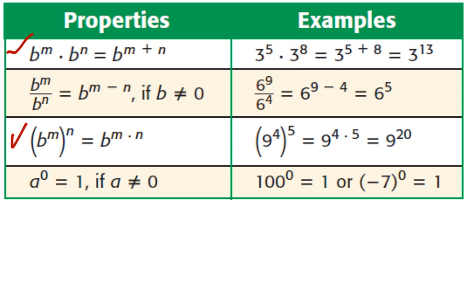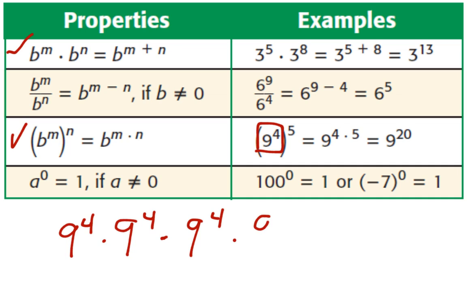This one is called the power of a power, because this power is being raised to its own exponent. If I expanded there, I would have b to the m. Let's use the example. The example over here has 9 to the 4th to the 5th. That means 9 to the 4th gets multiplied by 9 to the 4th, and this should appear 5 times. This is the expansion, and so there's the 5th one of those.